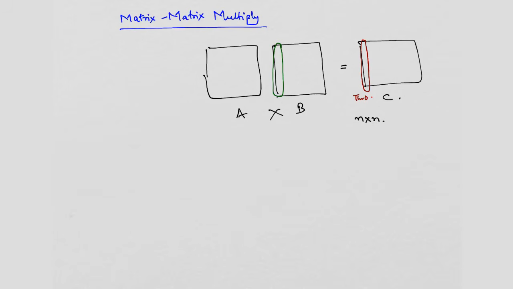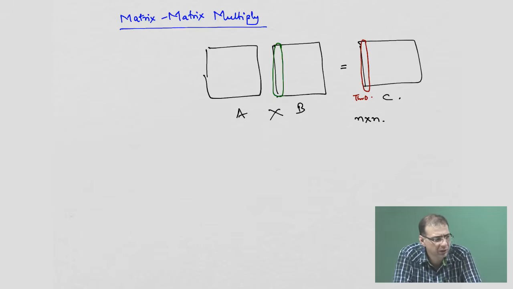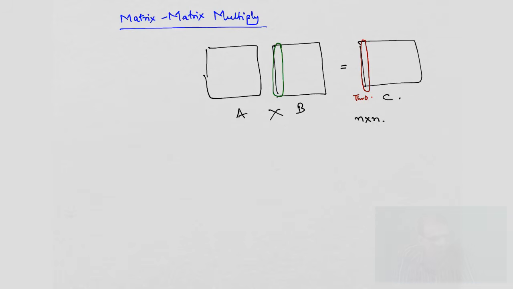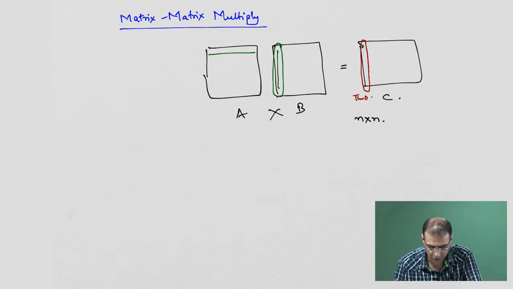So what are the issues here? One issue is C is not being accessed contiguously. That's okay. Why? Because I only need to update C at the end. I don't need to keep on updating it. Is this point clear? I multiply this whole row with this column, then I generate one element of C. So there are on the order of n multiply-adds being done before I do one update of C. So C not being contiguous is an issue, but not such a big issue.